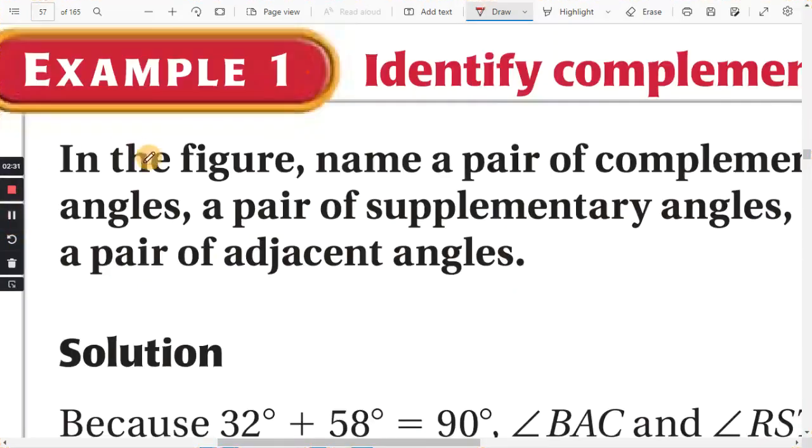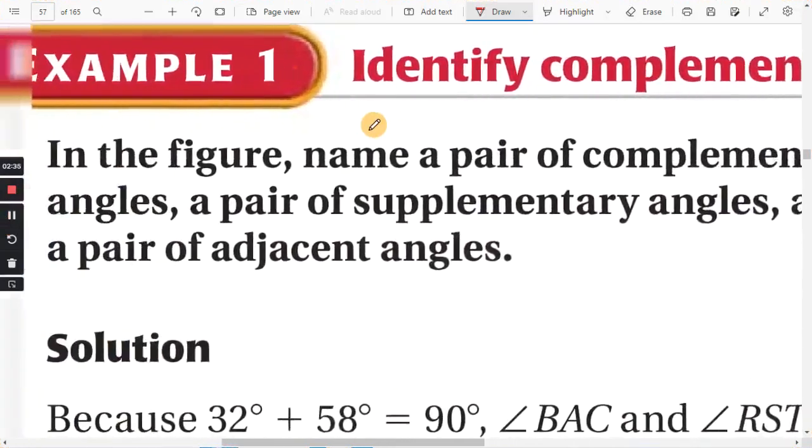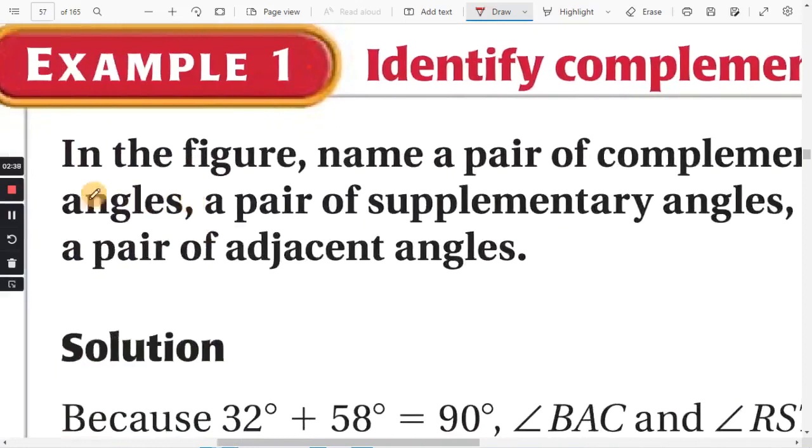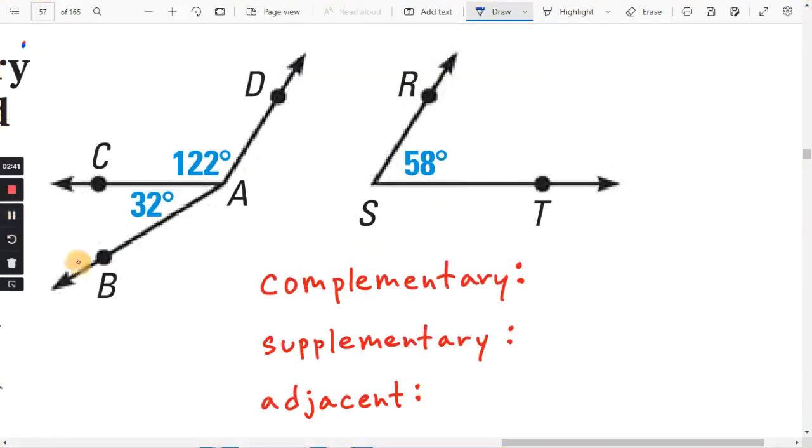All right, so we're looking at the figure at the right. They want us to name a pair of complementary, supplementary, and adjacent angles. Let's take a look. See if you can pick out a pair of complementary, supplementary, and adjacent angles, please. Use three letters per angle, or in the case of this one here, you might be able to use one letter, S.